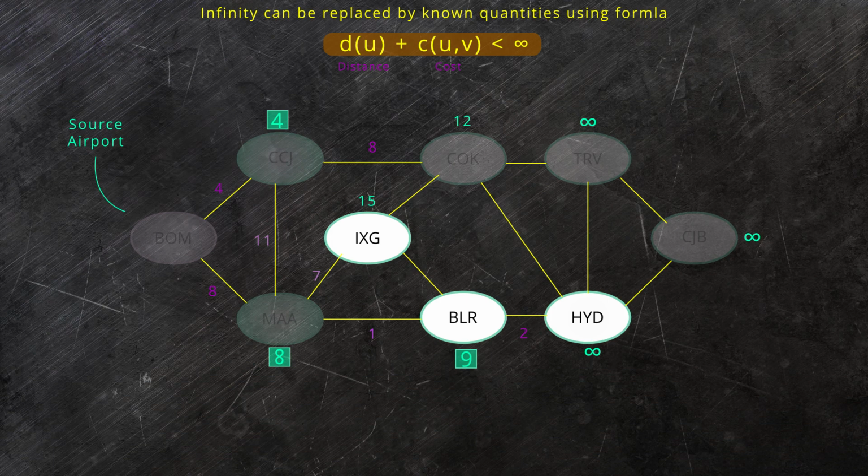If you use this particular formula from Bangalore to Hyderabad, the cost of Bangalore to Hyderabad is 2, and the distance of BLR is 9. So distance of U plus cost of U to V, that means BLR value is 9 and cost of BLR to Hyderabad is 2. That means 9 plus 2 is 11. 11 is obviously less than infinity, so you will be updating this. So this infinity will be updated to 11.